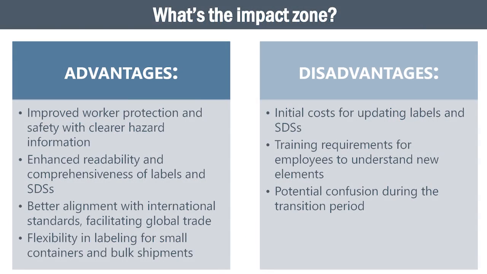What are the advantages of the new standard? It's supposed to improve worker protection and safety with clear hazard information. And I think if we execute it properly, it will do that. Enhanced readability and comprehensiveness of the labels and SDSs, better alignment with international standards, flexibility in labeling for small containers and bulk shipments. So those are the good takeaways.